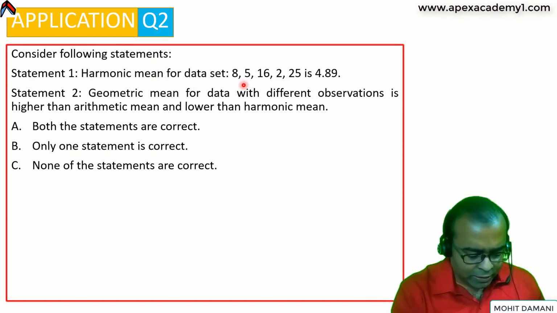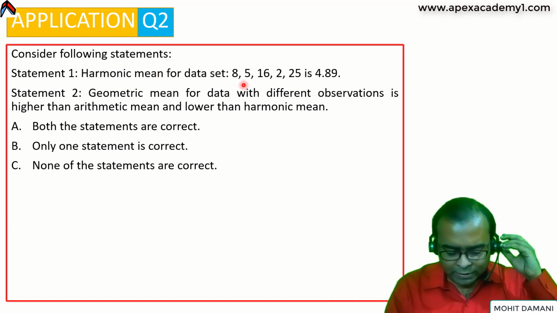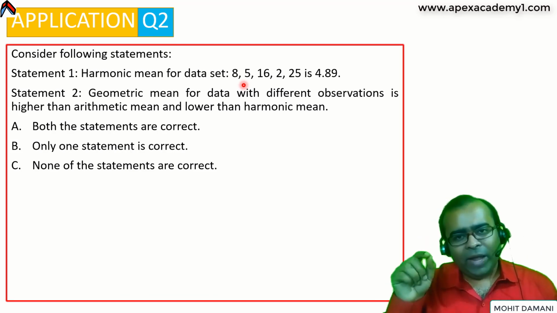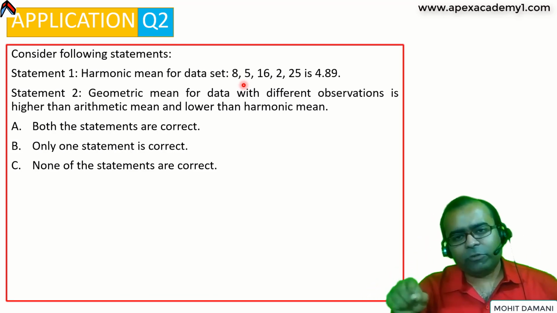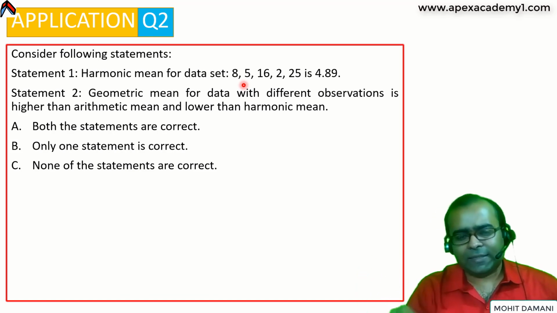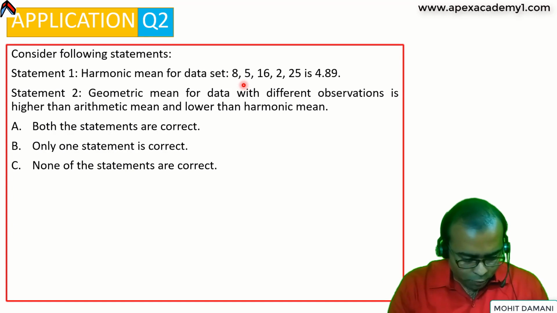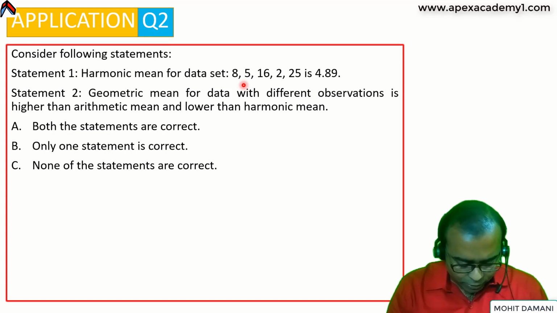So we have to first apply the formula of harmonic mean and get the answer, whether it is correct or not. What is the formula of harmonic mean? N divided by 1 by x1 plus 1 by x2 plus ... 1 by xn. So that's the formula of harmonic mean, which uses the divisor method. So 1 by 8, let's first calculate the denominator.